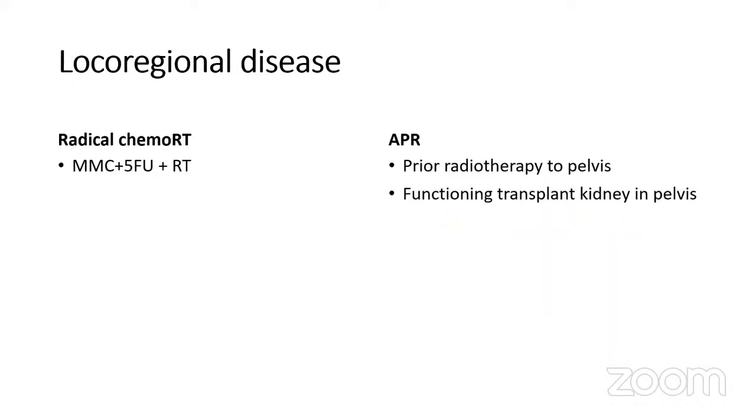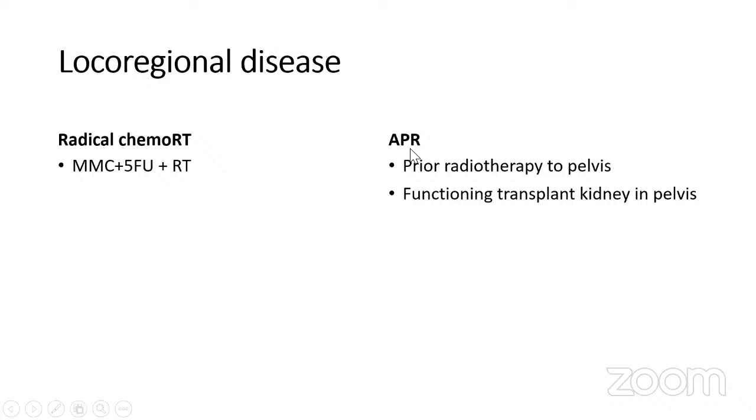So the standard treatment for anal canal tumor is chemoradiation. There is no controversy in it. Always go for a radical chemo-RT if the patient is fit, which is mitomycin C plus 5-FU plus RT. Even if the patient is not fit, we go for a low dose mitomycin, 5-FU and radiotherapy, because that has produced dramatic responses in anal canal.